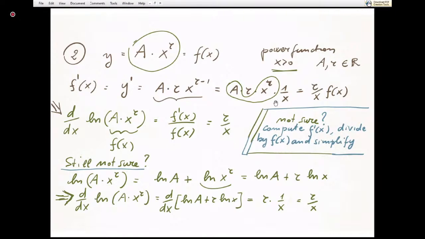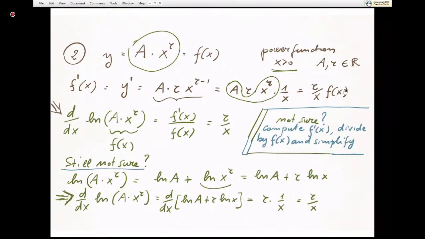This is why it's so important to remember this way to write the derivative of a power function. The full expression is this one. But if I look at the structure of the derivative, I see that the derivative of a power function is the function itself divided by the variable for which I'm taking the derivative, times the exponent.